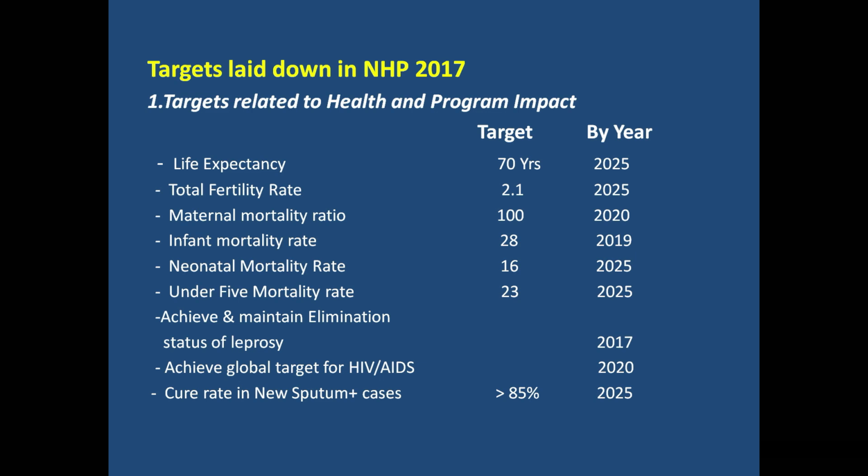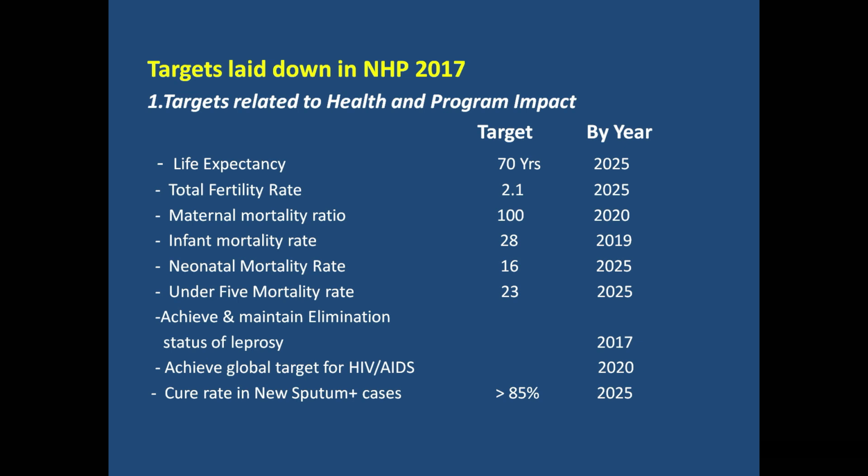We're moving towards the targets, and to achieve and maintain elimination status of leprosy, and achieve the global targets for HIV/AIDS. And then a cure rate of new sputum positive cases of more than 85%, while the policy intends to achieve elimination of tuberculosis by 2025. So these are the targets related to health and program impact.